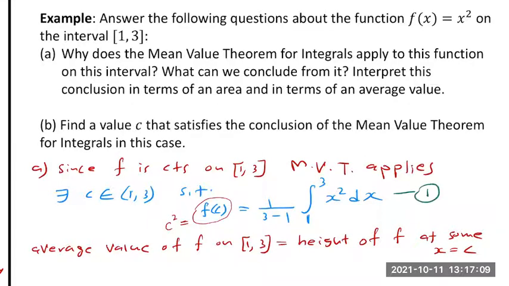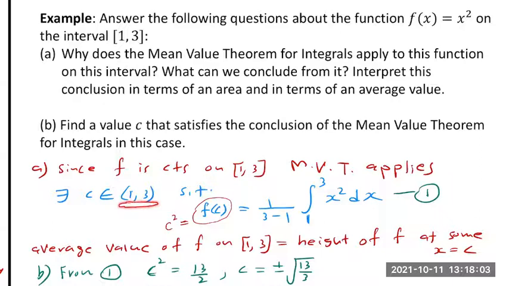I'll call this equation 1. From equation 1, you get c squared is equal to 13 over 3. So the value of c would be plus or minus square root of 13 over 3. But notice that here we get two values. From these two values, only the plus answer will be in this interval. Plus square root of 13 over 3 is in this interval. The negative answer will not be in this interval. So we discard the negative answer.